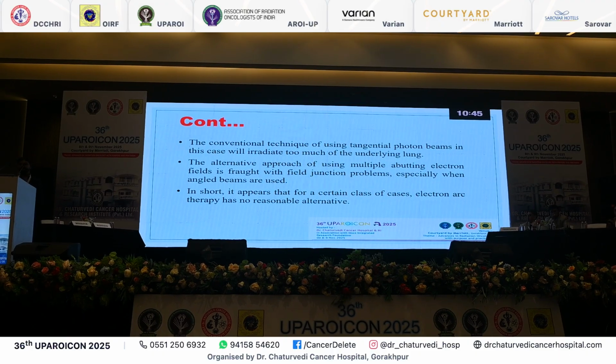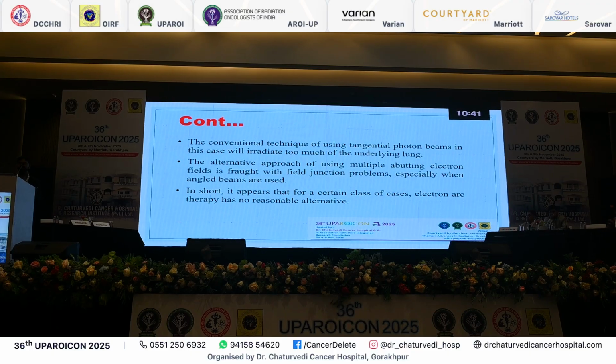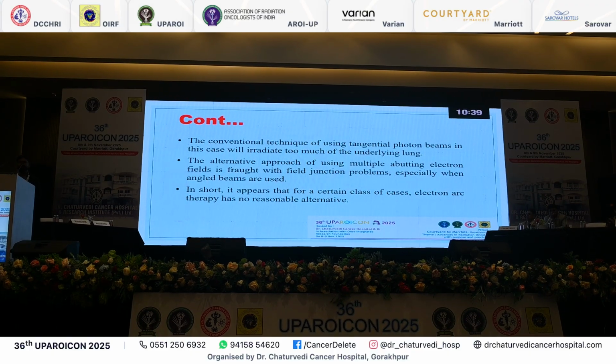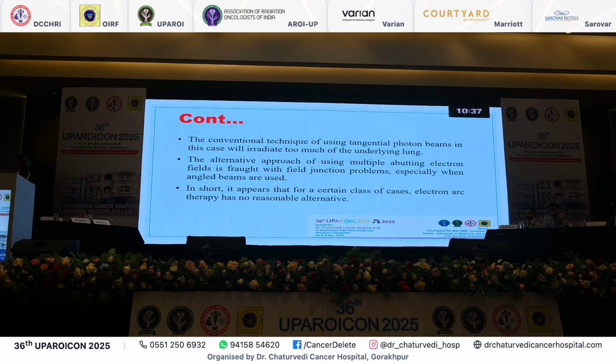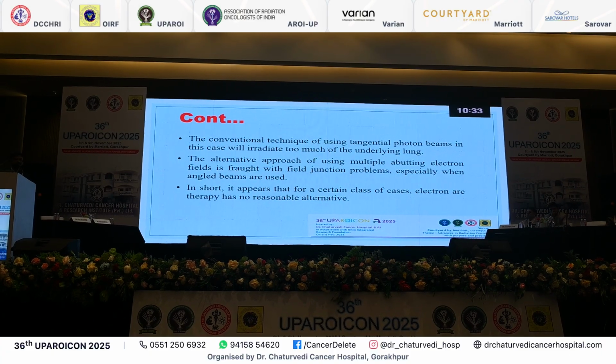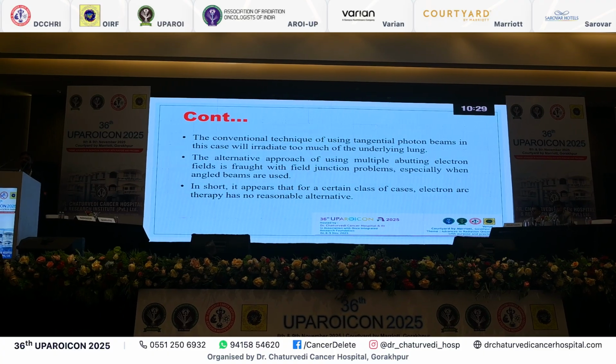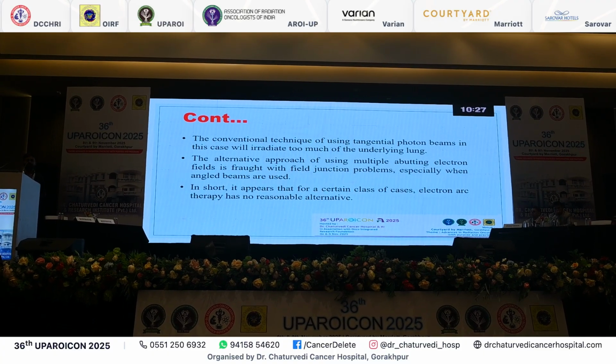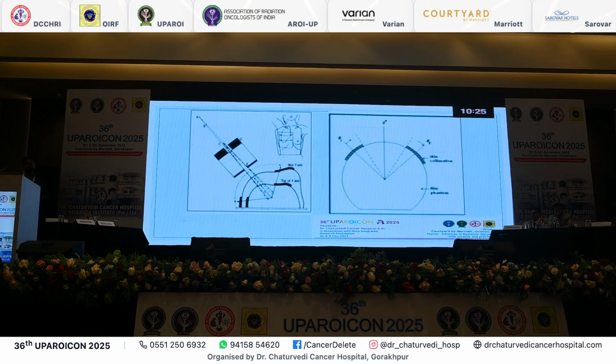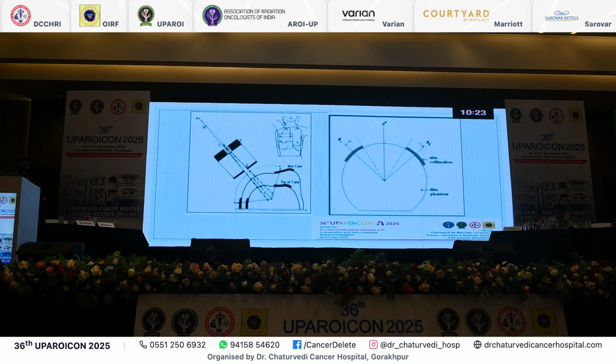The alternative approach of using multiple abutting electron fields is fraught with field junction problems, especially when angled beams are used. In short, it appears that for a certain class of cases, electron arc therapy has no reasonable alternative. These are the field shaping considerations.